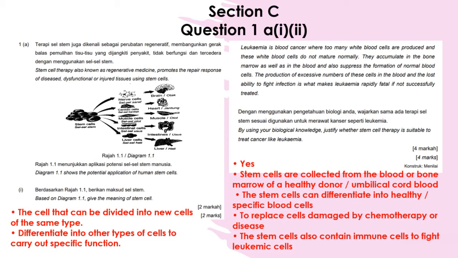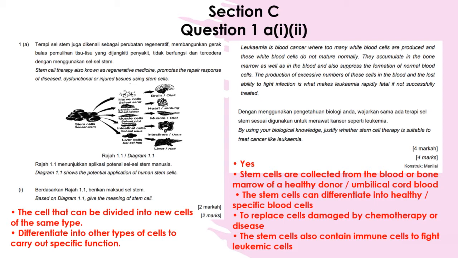A stem cell refers to a cell that can be divided into new cells of the same type, by mitosis. Then this cell will differentiate into other types of cells to carry out specific functions. At first the cell divides into new cells, and after that it will differentiate into other types of cells to carry out specific functions. That is the stem cell.